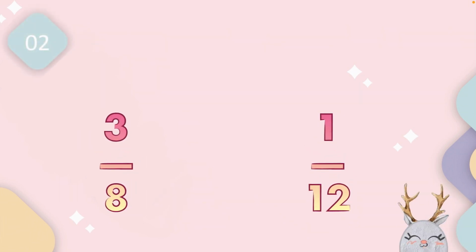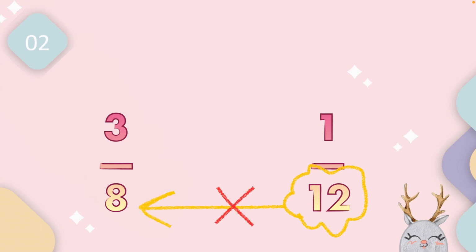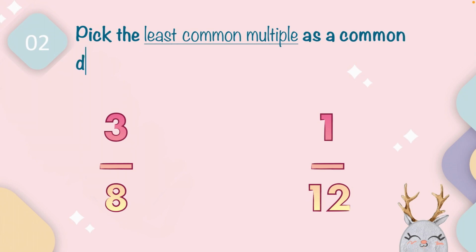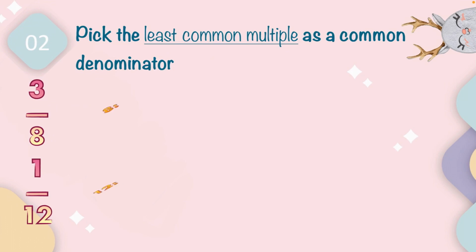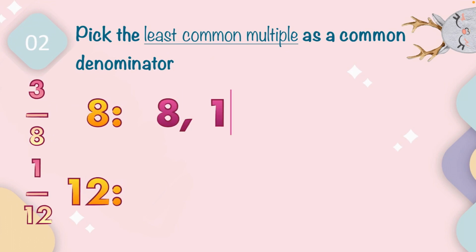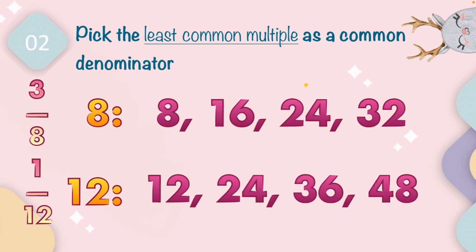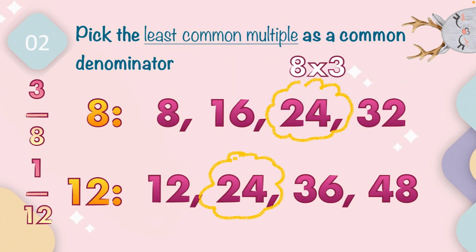The next method is applied when the greatest denominator is not a multiple of the smaller denominator. This method is picking the least common multiple as a common denominator. My first denominator is 8, my second denominator is 12. I will list the first 5 multiples of both, and then spot the common multiple. The common multiple here is 24, and I will multiply 8 by 3 to get 24, and I will multiply 12 by 2 to get 24.